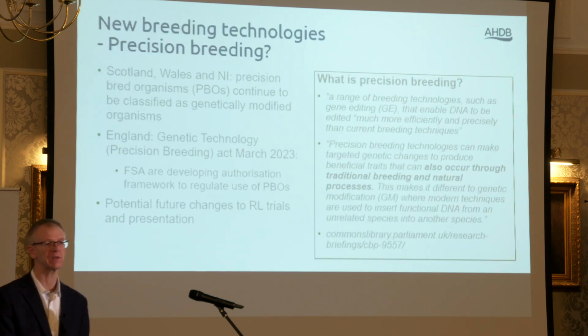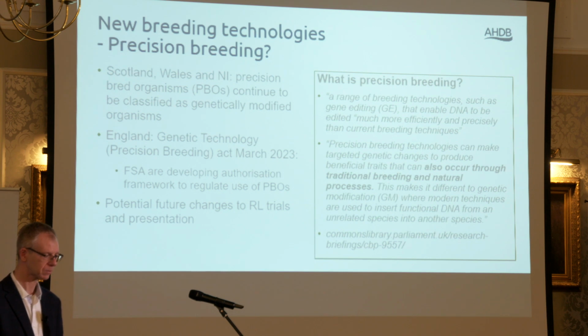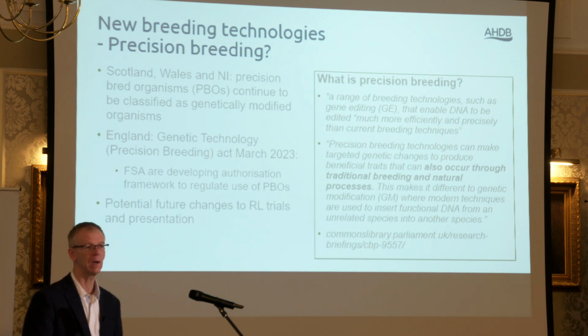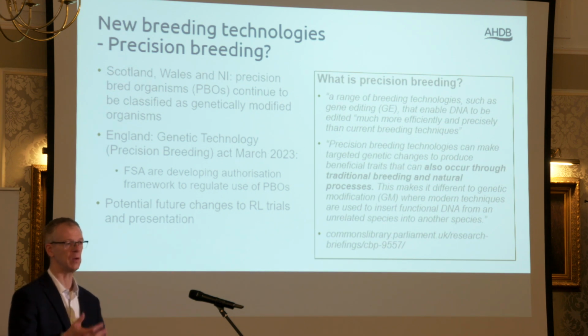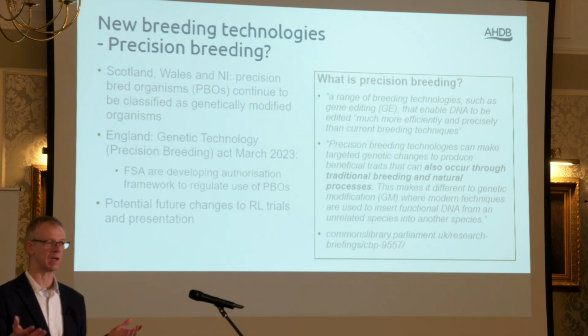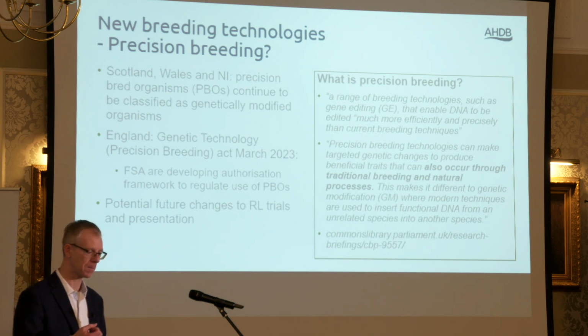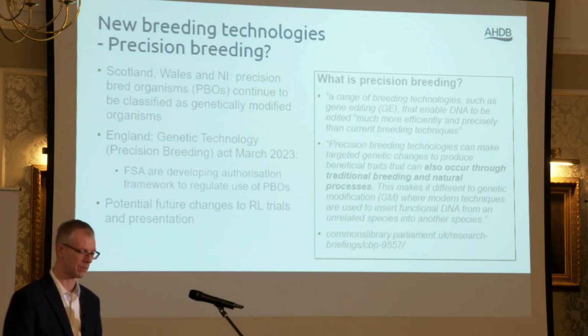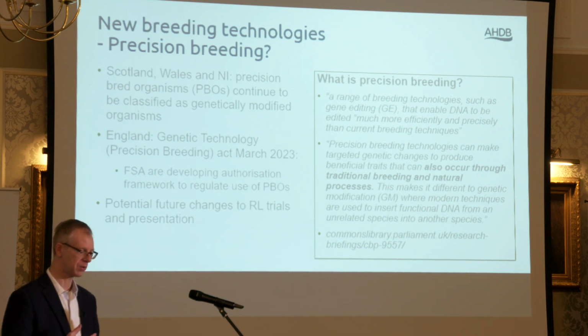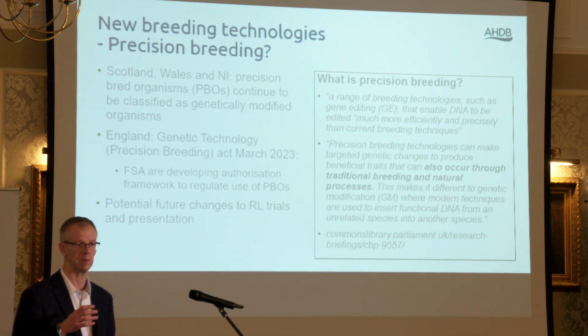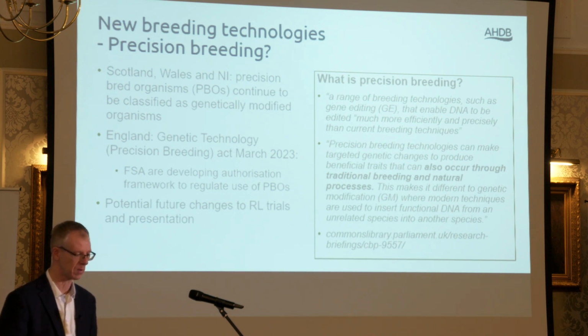Just a couple of very quick slides on a little bit of horizon scanning. And this is the main topic that everyone is talking about at the moment. New breeding technologies, precision breeding, precision bred organisms, this whole new area of genetic modification, if you want to call it genetic modification, but using different techniques from what we've had before. At the moment, as you may well be aware, there is a bill going through the Parliament in Westminster, the Genetic Technology Precision Breeding Act. That was submitted in March. It is going through the whole parliamentary process at the moment, but that will only apply to England.